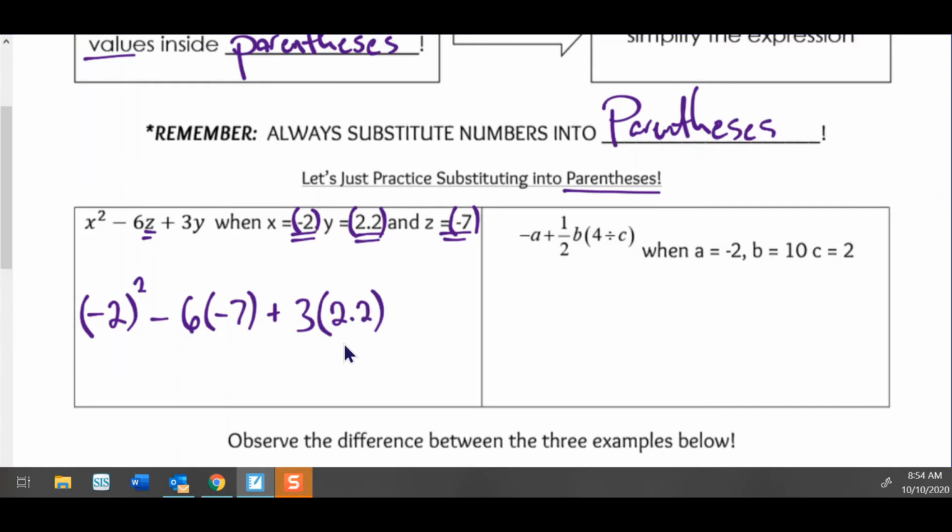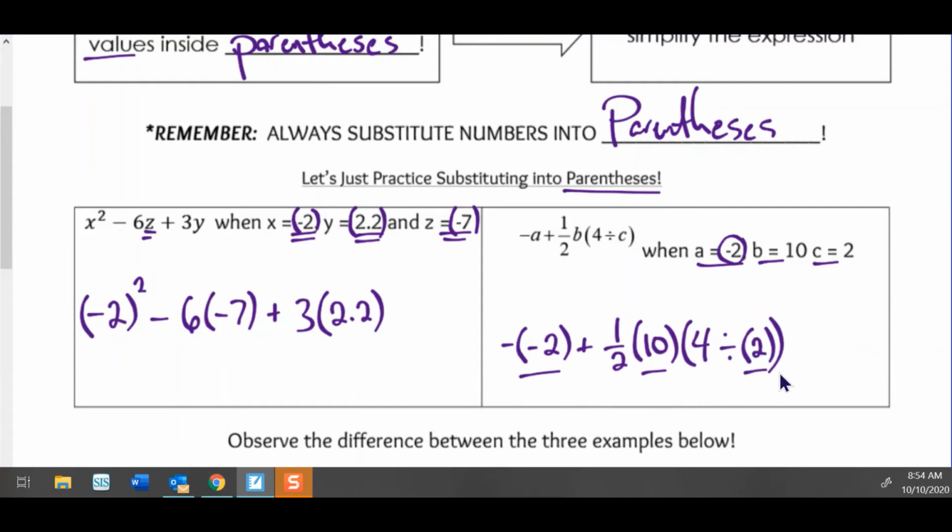Same exact thing on this second one. All I'm doing is replacing a, b, and c with those values. So the negative sign will go on the outside of the parentheses, and a is a negative number, so it has a negative sign on the inside of the parentheses as well, plus 1/2 times b times 4 divided by 2.